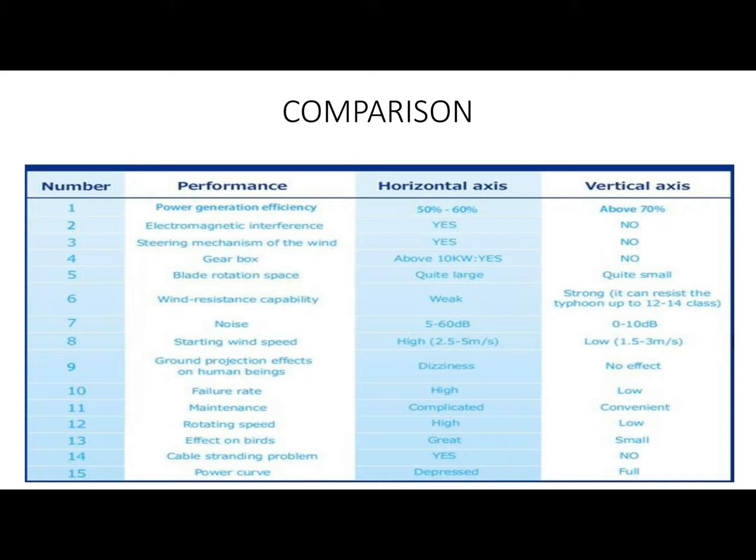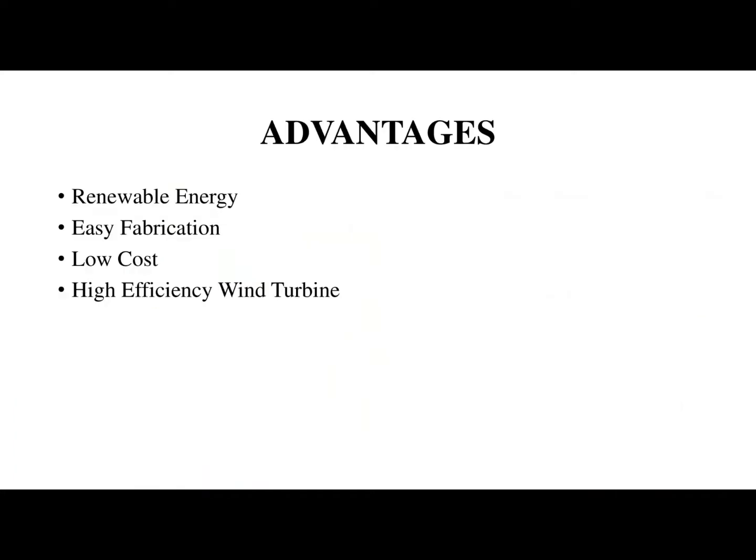Advantages: renewable resources, easy fabrication, and low cost with high efficiency of the turbine. Applications: due to the irregular availability of wind energy, when the blade rotates according to the wind's rpm, the energy is saved in batteries. Thus the vertical axis wind turbine is used.